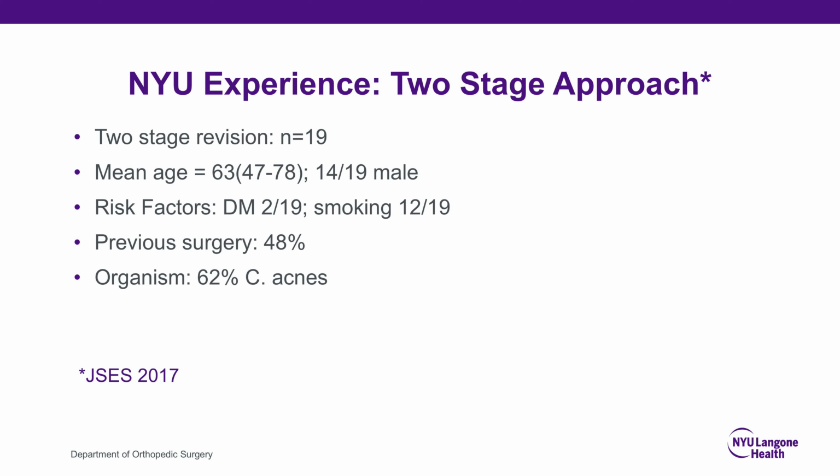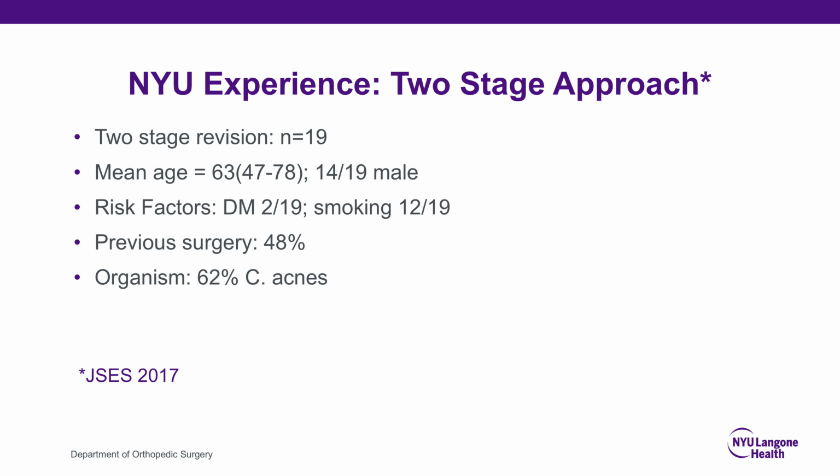We reported our series in 2017 in the Journal of Shoulder and Elbow Surgery. We had 19 patients who underwent two-stage revisions. This is primarily men. Average age was 63. They all had risk factors. 2 of the 19 had diabetes mellitus. 12 of the 19 were smokers. 48% had previous surgery.